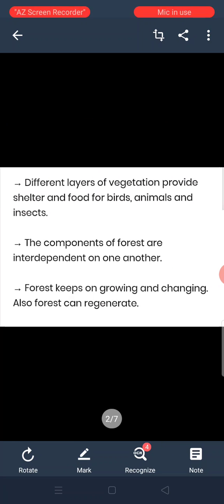Different layers of vegetation provide shelter and food for birds, animals and insects. The components of forest are interdependent on one another. Forest keeps on growing and changing. Also, forest can regenerate. These also tell us that forests are very important for the survival of life, for animals as well as for human beings.